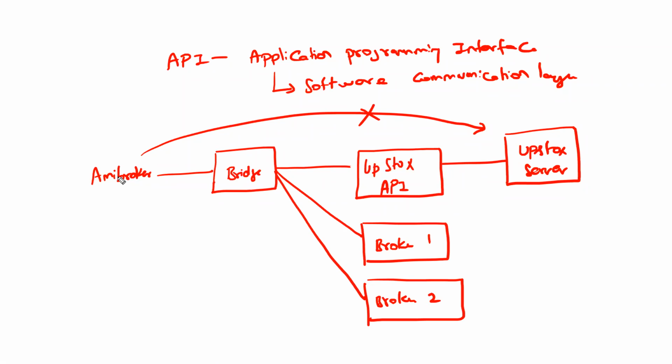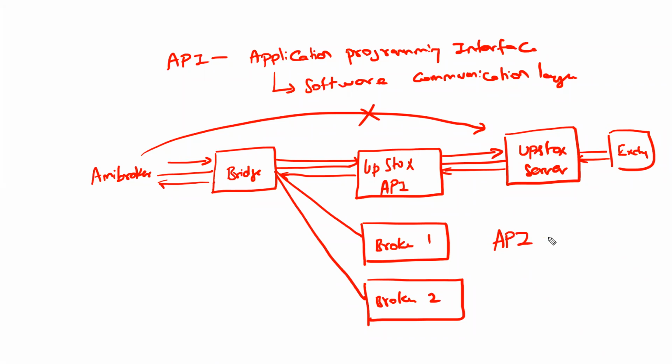So Amibroker can send orders. The bridge will translate. The bridge understands the Upstox API. It sends the data to the Upstox server, and the Upstox server would have been connected to the exchange, and the exchange will transmit the response back to Amibroker. So when we are talking about APIs, API always involves request and response. You send a request, and the server will process, and it will send you the response in turn. Every request, there will be a response.